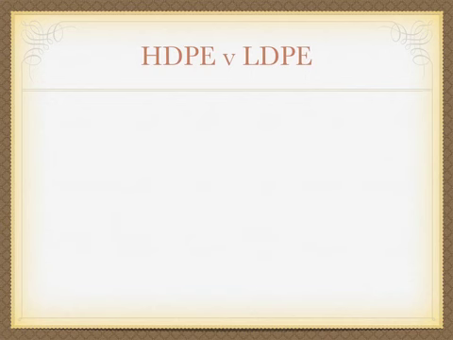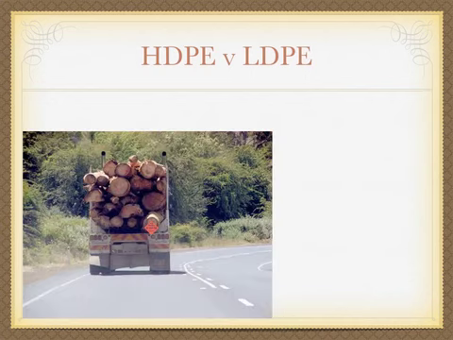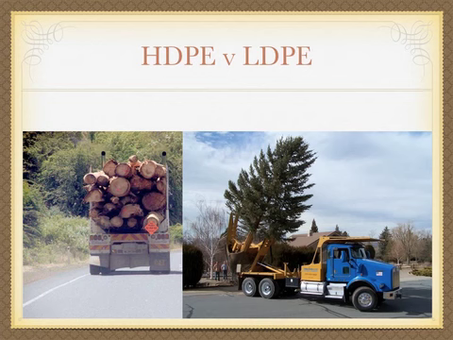We need to examine the difference between the two, and a good way to represent this is to imagine a logging truck. On the logging truck that you can see here, you've got many long centralised chains with no branches. They've been very tightly packed together. This would be an example of high density polyethylene. There's no side chain branching, so the centralised long carbon chains can be closely packed together.